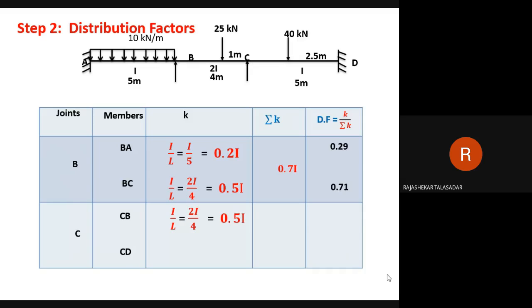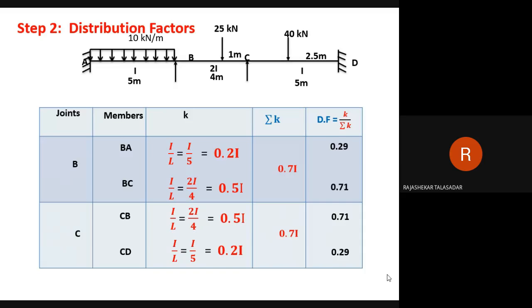What about CD? I by L, very good. I is I only, I by L is 5, it is 0.25. Again it comes to 0.7, so it will become 0.71 and this will become 0.29. Check it if you want. 0.5 by 0.7, you will get 0.71. 0.2 I by 0.7 I, you will get 0.29.